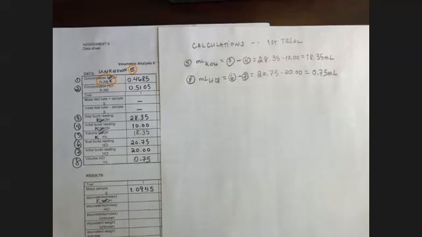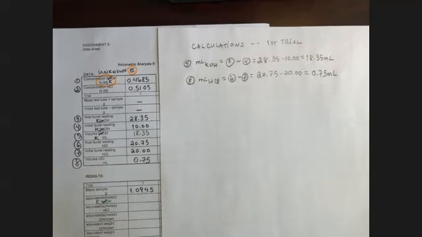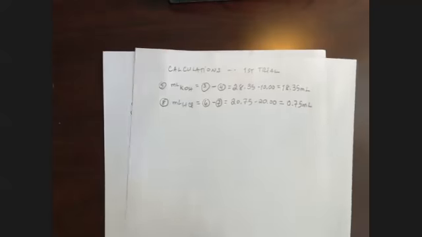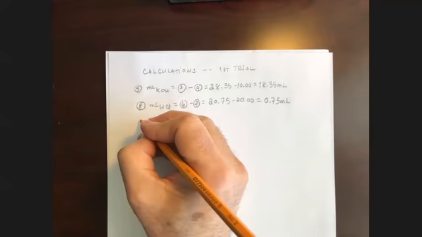All right. So let's do those calculations now. Let's find out item number 10. How many equivalents of KOH did we neutralize? All right. So that's going to be item number 10.